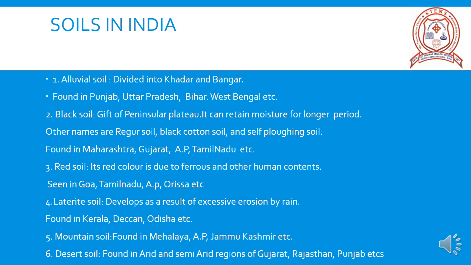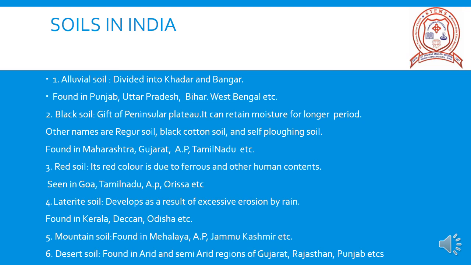Third soil is red soil. It is found in regions of igneous and metamorphic rocks. It is red in color because of its ferrous and other humus contents. It is porous and fertile. It is seen in Goa, Tamil Nadu, Andhra Pradesh, Orissa, etc.